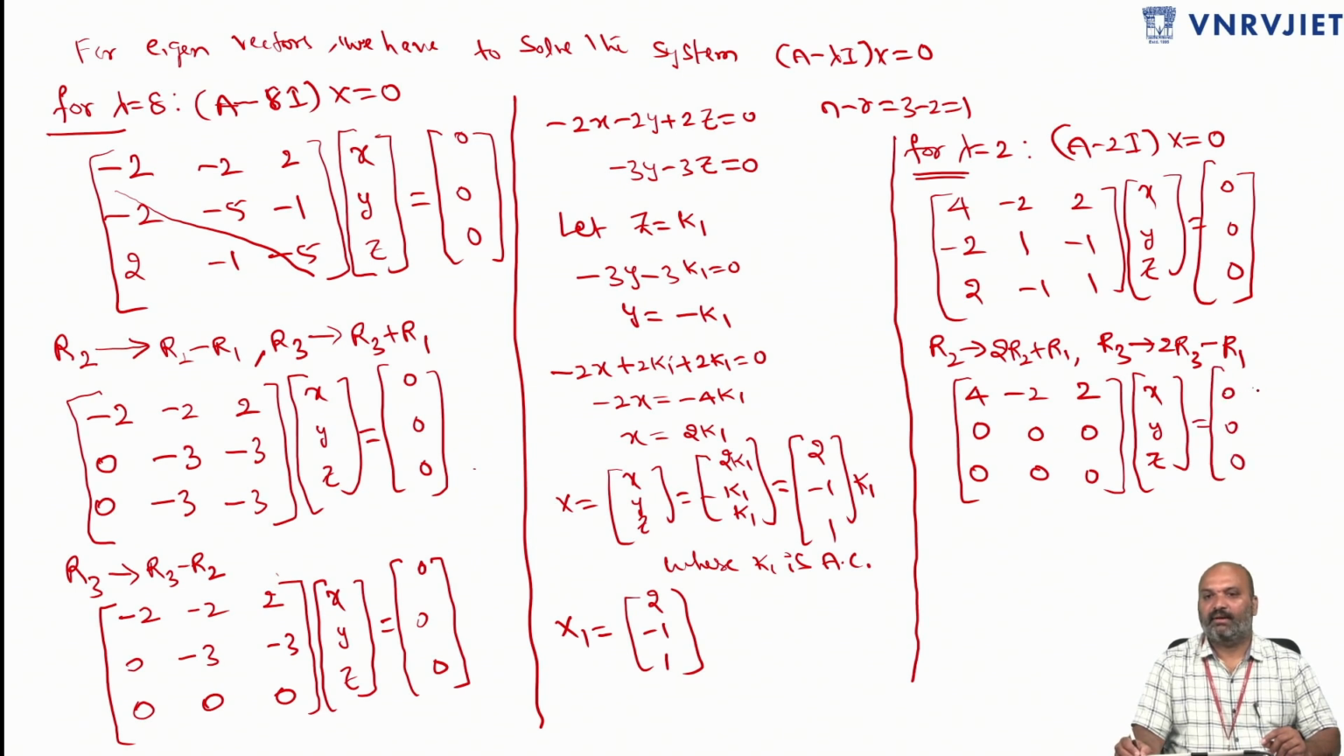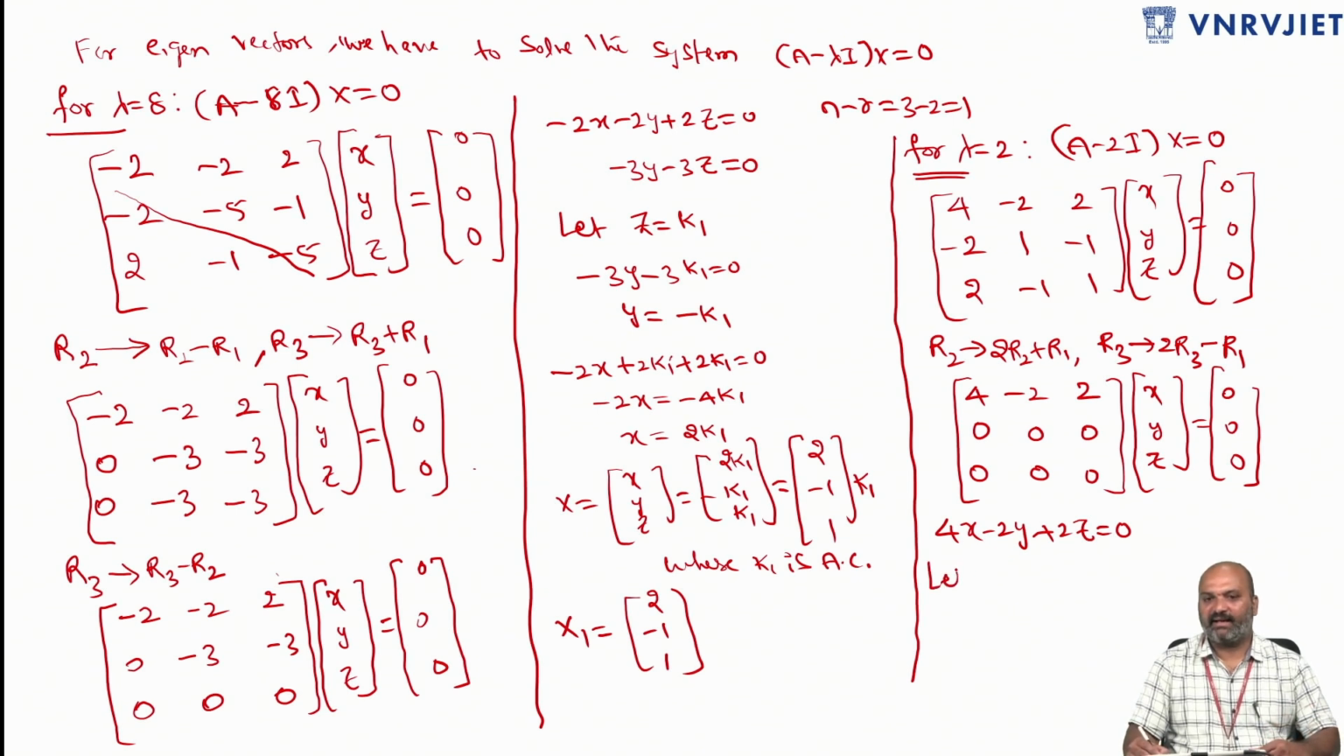Okay. Now rewrite the system of equations. It is 4x minus 2y plus 2z equals 0. So we have only one equation but 3 unknowns. In such a case, the excess number of unknowns can be taken as arbitrary constants.